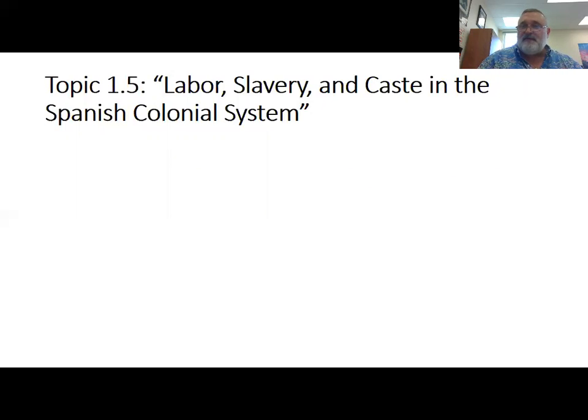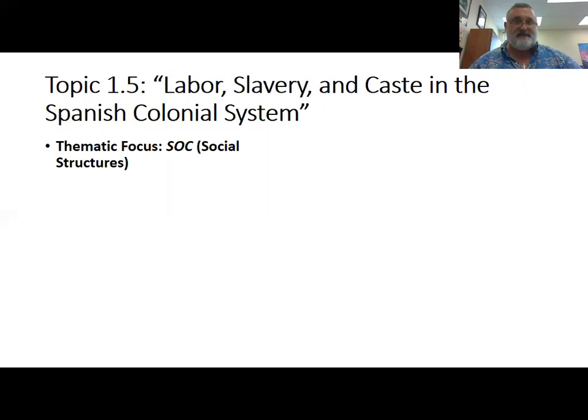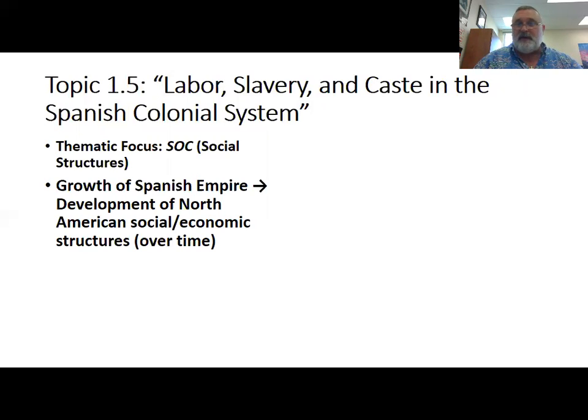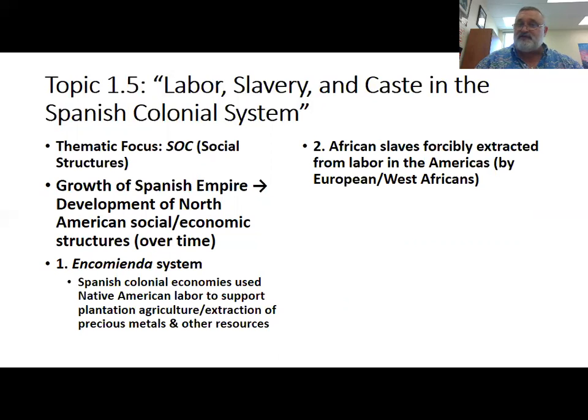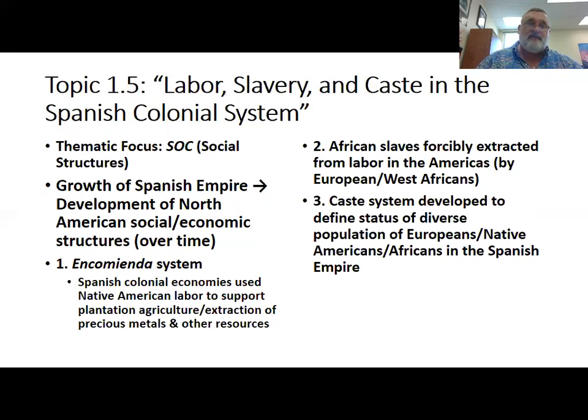1.5 deals with labor, slavery, and caste in the colonial system. The focus here is social structures. So how did people organize themselves and interact with one another in the context of the Americas? So you're going to be looking at how particularly the Spanish developed a society that was based on labor systems for the most part, and also started to develop a racial approach. So the encomienda system, the importation of African slaves, and then over time, the casta system that developed in Spanish America.